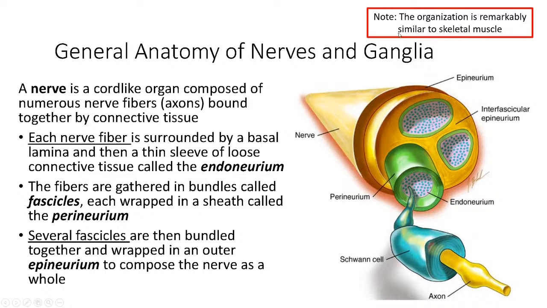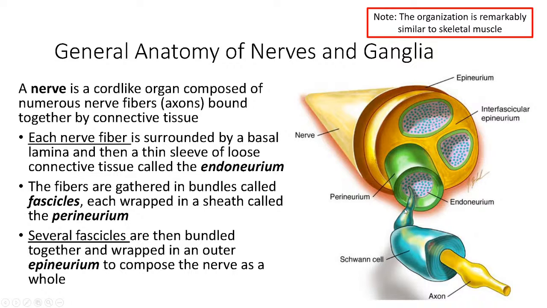Good. So, yes, note the organization. I added this last semester. The organization is remarkably similar to skeletal muscle, right? So if we're looking at this, we're looking at the anatomy of a nerve. This is an actual nerve here, all right? Just like we had the large anatomical muscle, that's going to be similar to a nerve here, although the nerve is much, much smaller.